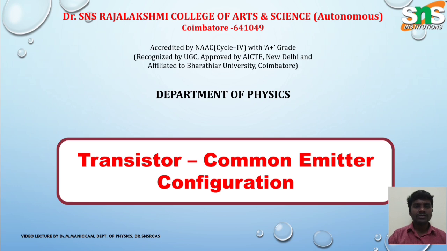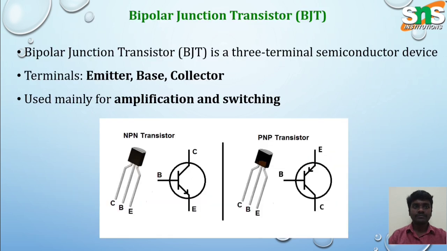So in this lecture series video, we will discuss about transistor, BJT, common emitter configuration. In our previous video, we have discussed about bipolar junction transistor, common base configuration circuits. In this video, we will discuss about common emitter configuration. This is the bipolar junction transistor. There are two types, NPN and PNP transistors. Already we have discussed in our previous video.